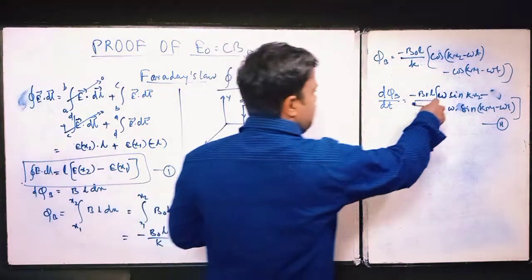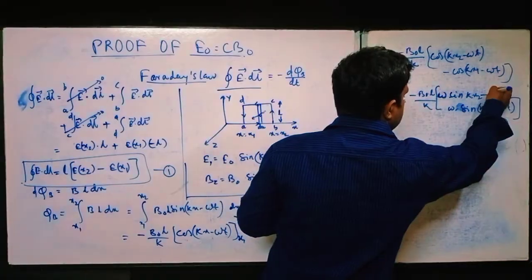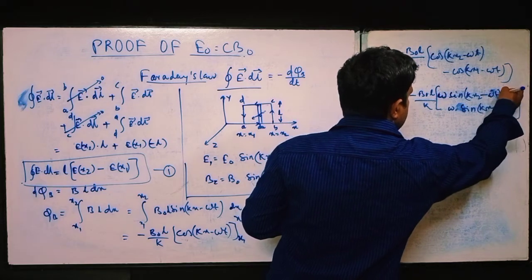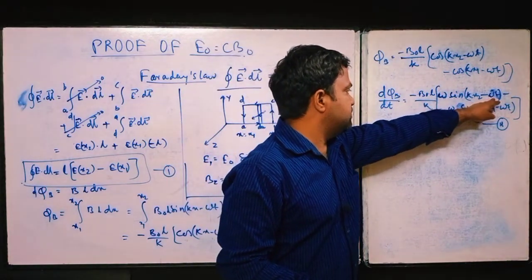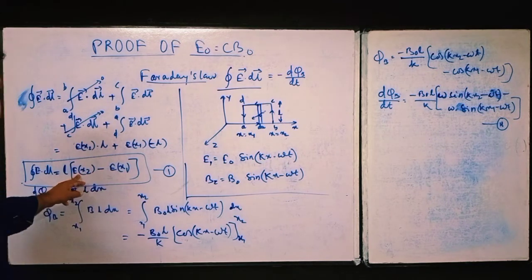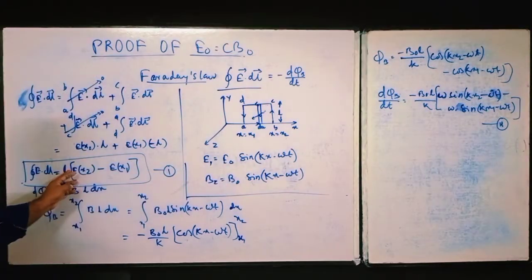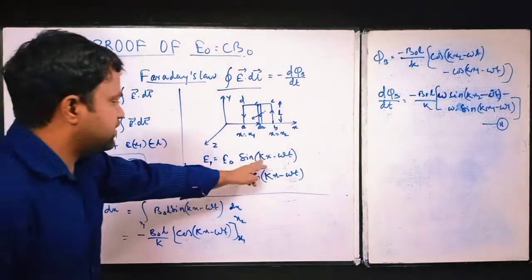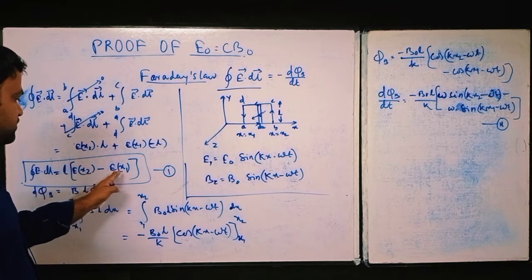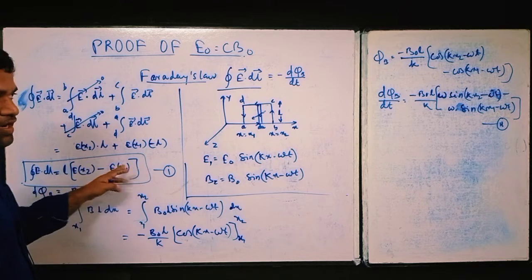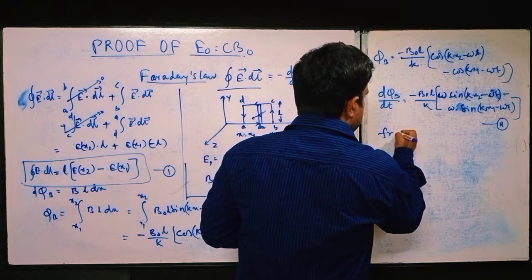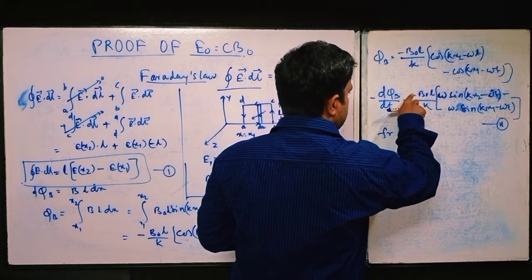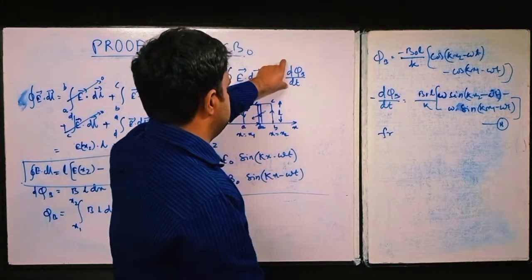if we bring omega outside, this is kx minus omega t, fine. So here omega will come outside, then sine kx2 minus omega t. Here also if we take E0 outside, then it will be sine kx2 minus omega t minus sine kx1 minus omega t, right? So what we'll get basically, from 1 and 2, if you want to transfer the minus, it will become plus, because this one equals this.